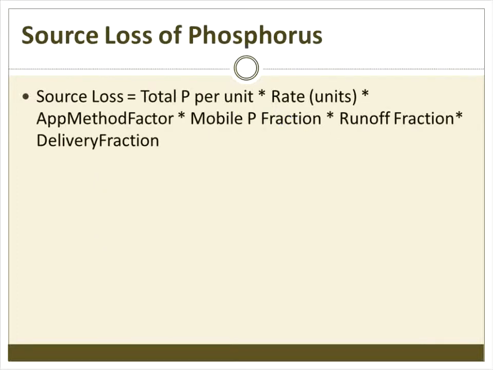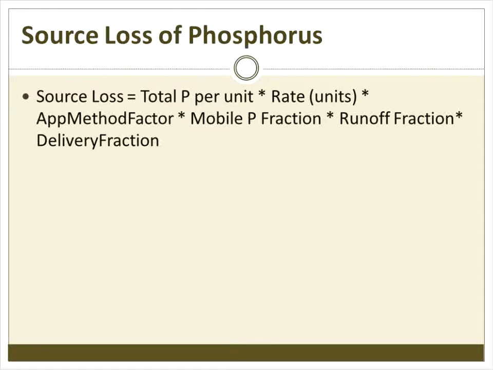The last loss pathway is the source loss of phosphorus. Again, as I said earlier, this is a runoff pathway, but instead of dealing with the phosphorus that's already in the soil, it deals with the phosphorus that you're putting on the soil. We need to know how much phosphorus you're putting on the soil. So that's the total P per unit factor. We need to know how much of it you're putting on. Are you putting on 1 ton of broiler litter, or are you putting on 5 tons of broiler litter? How are you putting this on?